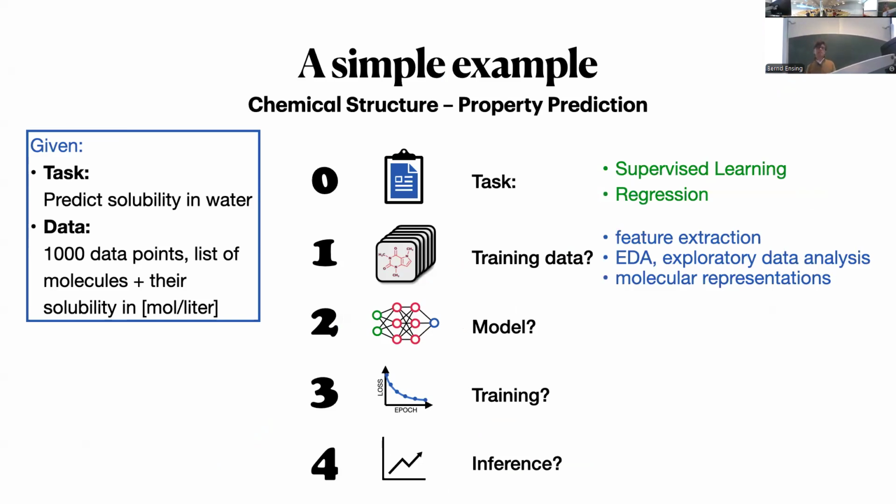Okay, so we have decided on the task. Let's take as a task: we're going to predict the solubility in water, and we have some data. Let's say we have 1,000 data points, which is a list of molecules and their solubility in moles per liter. I hope you agree that this is then supervised learning, because I have examples, answers. I have the solubilities, the labels of these 1,000 molecules, right? So that means supervised learning, and it's continuous data, so it's a regression and not classification.